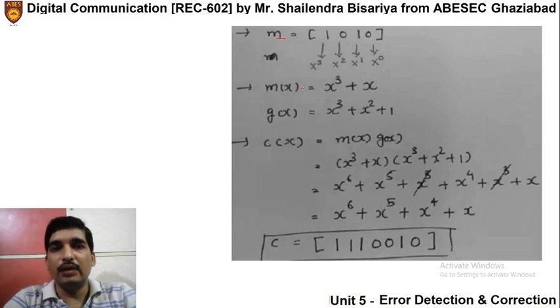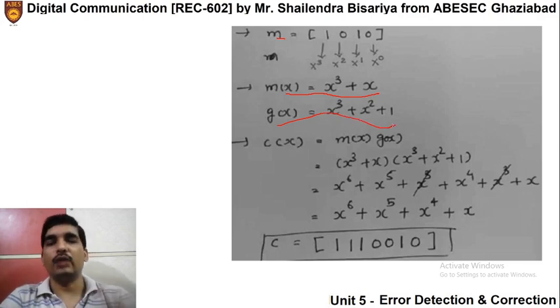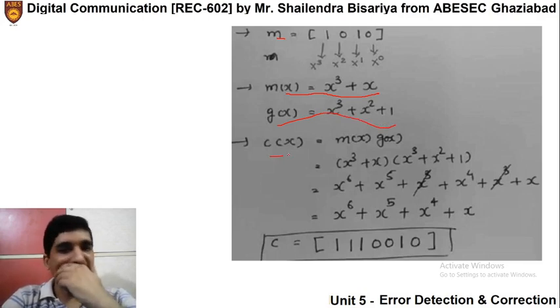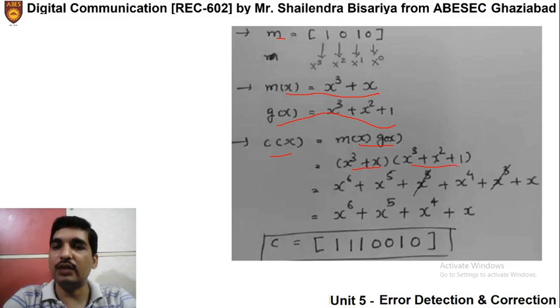So mx is x cube plus x. Gx is equal to x cube plus x square plus 1. So cx is equal to mx into gx, directly multiplying x cube plus x and x cube plus x square plus 1. Remember that plus means modulo 2 sum here. It is modulo 2 sum, not simply addition.